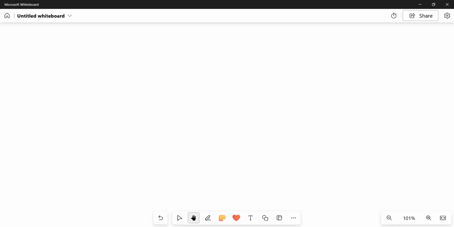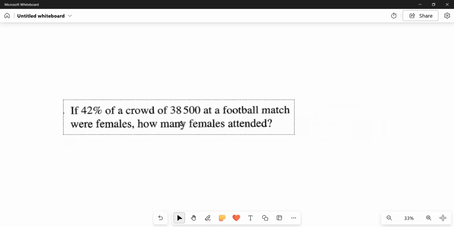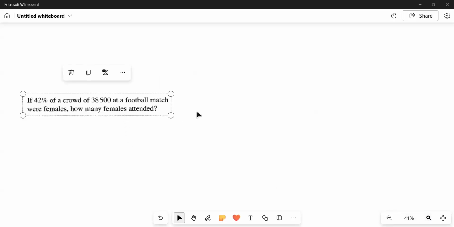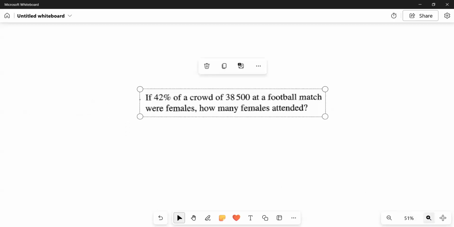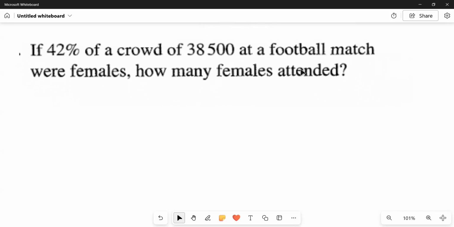Calculation of percentage is very simple, but very useful. You might not find a calculation that is as useful as calculating percentage in your whole everyday life. Look at this one. 42% of a crowd of 38,500 at a football match were females. How many females attended?